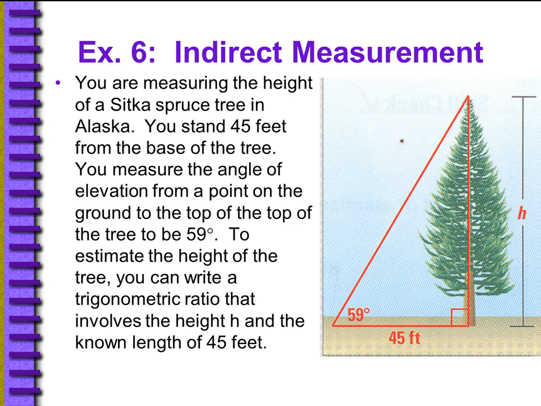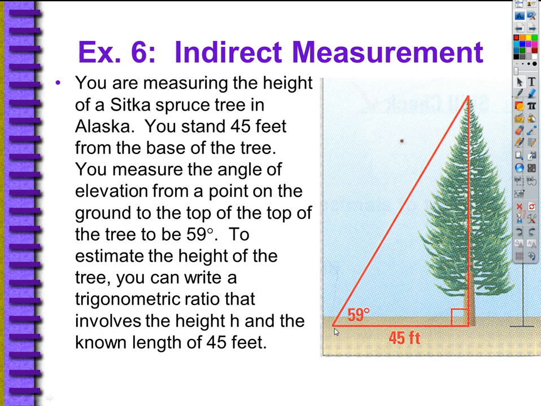How could we use trigonometry here if we know this angle to be 59 degrees and we know the distance from the tree to be 45? Any idea how we could set something up here to make a good, accurate estimate of the height of that tree? What do you think?